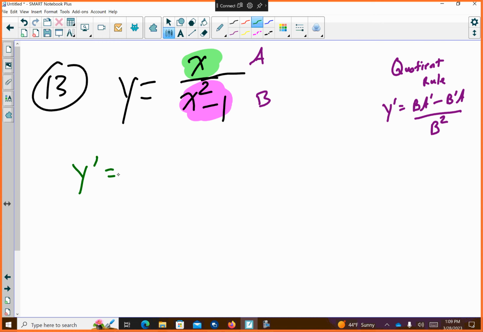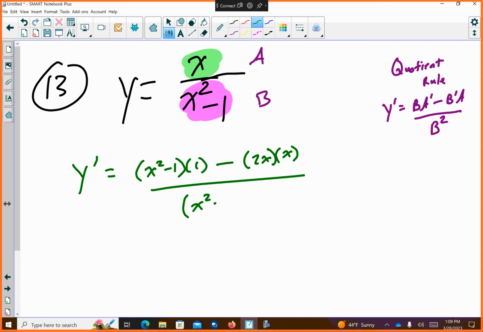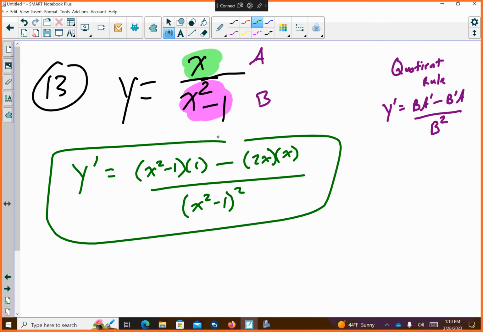Okay, so let's just follow along with what it says. B, x squared minus 1, times the derivative of A, the derivative of the top is just 1, minus the derivative of the bottom is 2x, times just the top, which is x, all divided by x squared minus 1 quantity squared. That's the derivative. It's not cleaned up. It is what it is. Pretty simple, I hope.